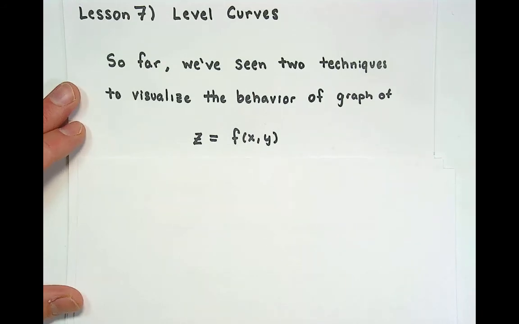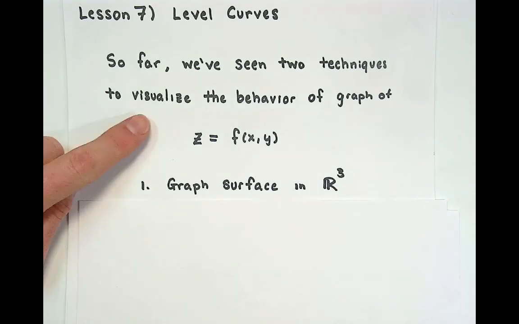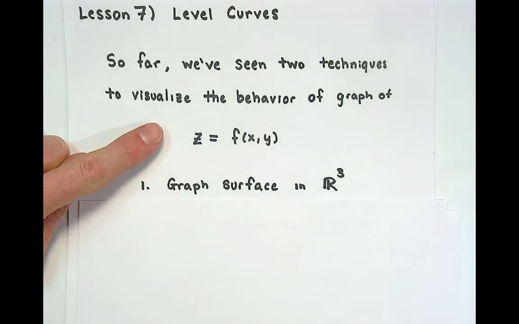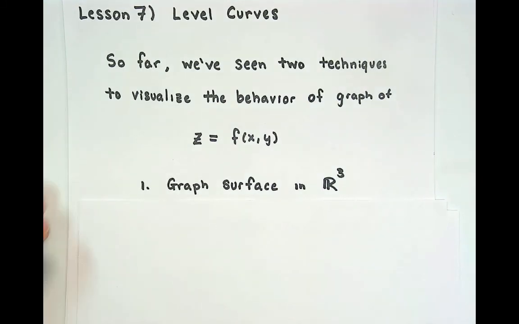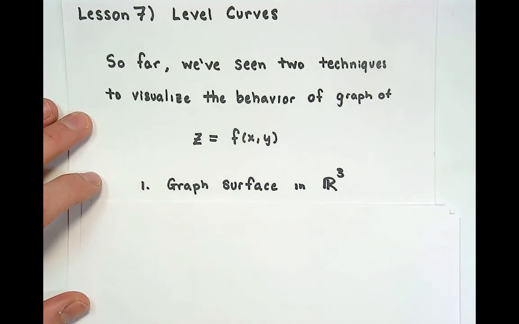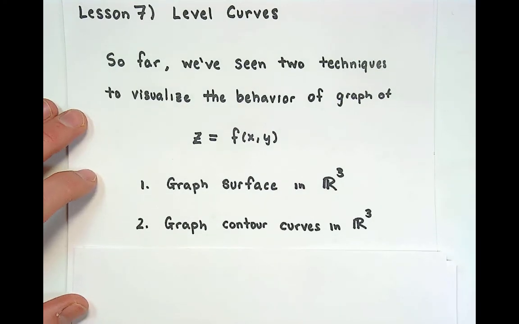The first one was just a standard surface plot. So we just graphed the surface in R3. And we saw that for explicit functions like this, we could use the Plot3D command in Mathematica. That gives us the general layout of the surface, the curvature, what it generally looks like. But we could use a further technique after doing that, which was called graphing the contour curves in R3.